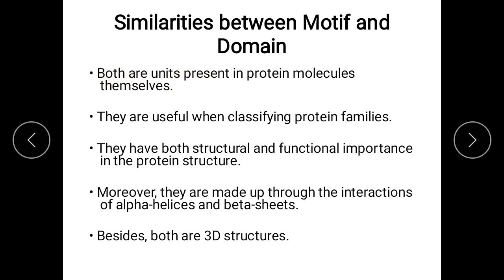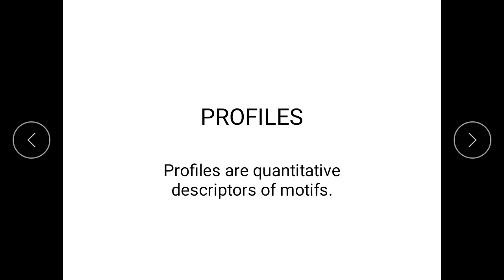Both have some similarities. They are present in protein molecules. They are useful when classifying protein families, so based on domain or motif, one can classify proteins. They both have structural and functional importance. Moreover, they are made through the interactions of alpha helices and beta sheets. Besides, both are 3D structures. So this is all about domains and motifs.